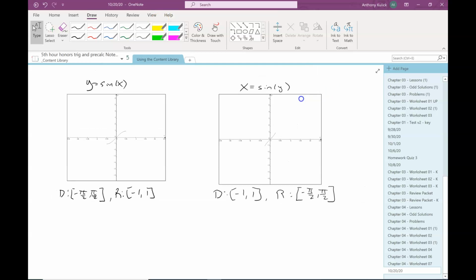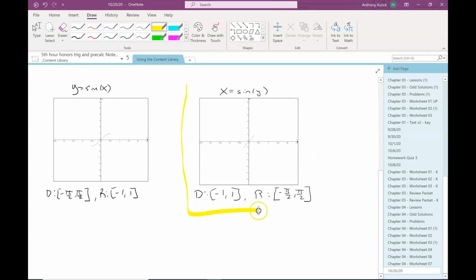Now, this is a function, right? So we're going to give this function a name. We call this function the sine inverse of x.